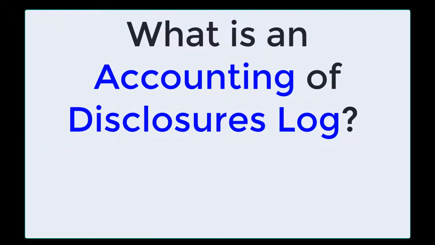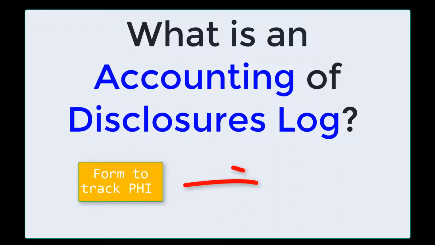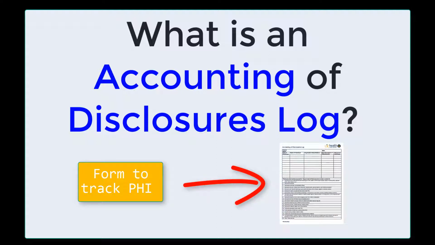First, what is an Accounting of Disclosures log? It's a form used to track disclosures of protected health information, or PHI, made about a client in instances in which the client would not normally be aware. If you deal with protected health information, you are required to account for certain disclosures made regarding a client because legally, all clients have a right to know who has received their information.